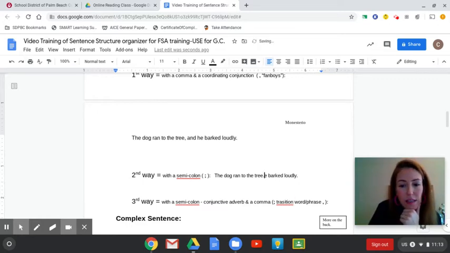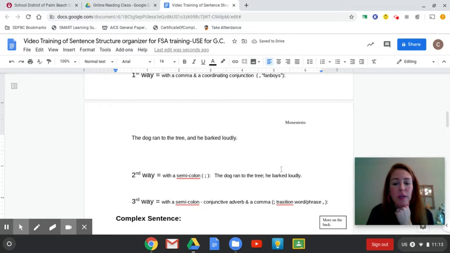So I could have a period there, but I'm going to link them together with a semicolon. Then I lowercase my "he" because it's now in the middle of my sentence. The dog ran to the tree; he barked loudly.